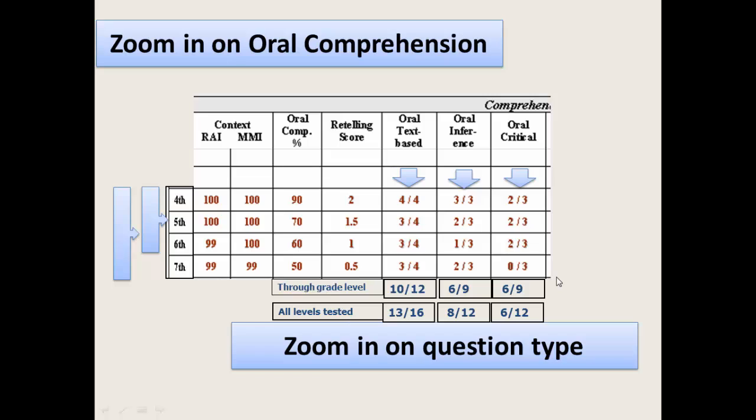We would have 13 of 16, which is 81%. 8 of 12, that's 67%. 6 of 12, folks, now we drop to 50%. So we've got some uncertainties because of the inconsistency in this student's performance.